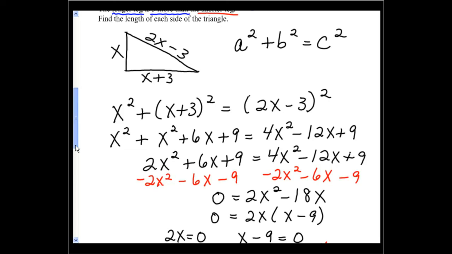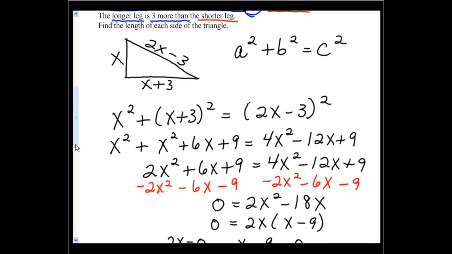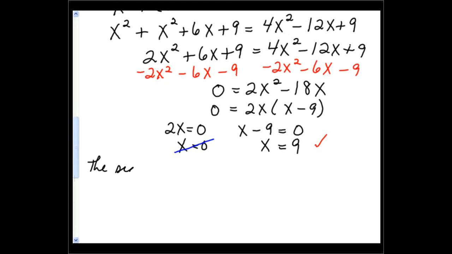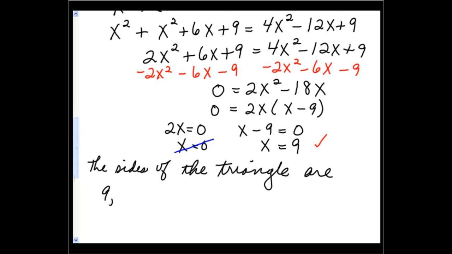And substituting that back into our unknowns, we would see that x would equal 9. x plus 3, the length of the longer leg, is 12, and then 2x minus 3, substituting that in, we would have 15 for the hypotenuse. So, writing a sentence, we could say the sides of the triangle are 9, 12, and 15.